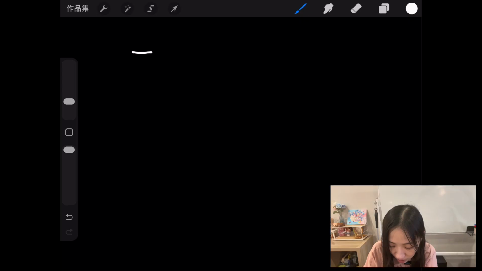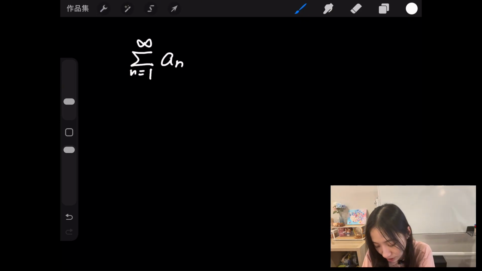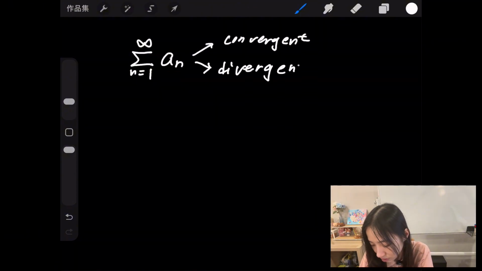What is important is the summation from n equals 1 to infinity of a_n. We want to know if this will be convergent or divergent. How to know that? It is actually very easy and very direct. If the value you add approaches 0, then at the end it will approach some number very closely, so your infinite series will be convergent. But if the value you add gets bigger and bigger, then we don't know what it will be at the end. So it will be divergent, like infinity.